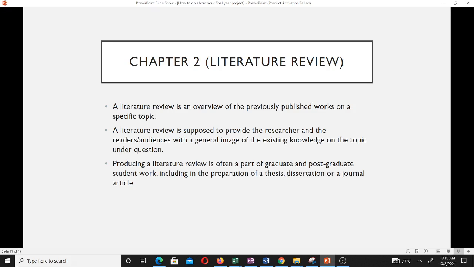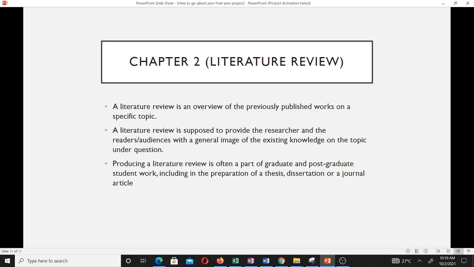So chapter two is the literature review. A literature review is an overview of the previously published works on a specific topic. For the topic that you want to work on, trust me, I'm not the first person to work on that. Other people, since we started university education, have worked on it, so we try to review their works there.